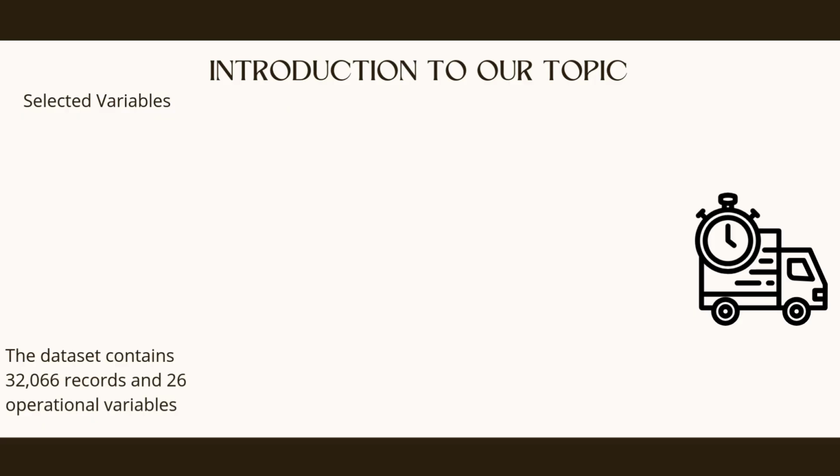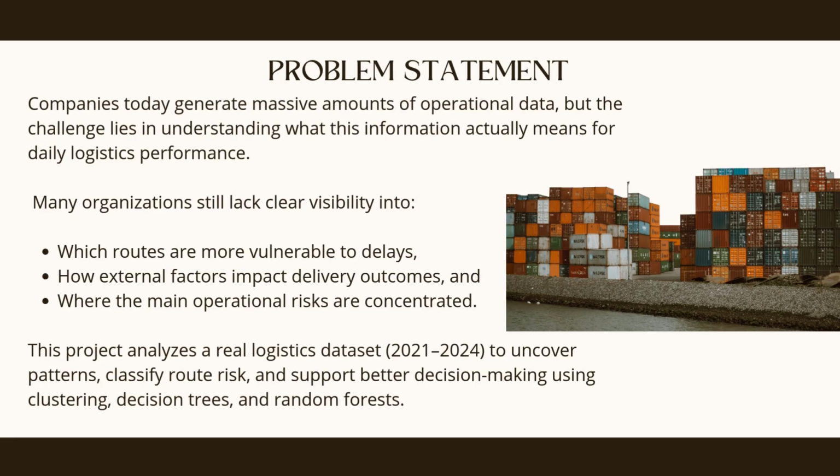Here, you can see a subset of the variables that we use. We have delivery time, delay probability, road and traffic congestion, etc. In total, the dataset contains more than 32,000 records and 26 variables, which makes it rich enough for clustering and tree-based models. The problem we address is that companies generate a huge amount of operational data, but they don't know how to translate it into insights.